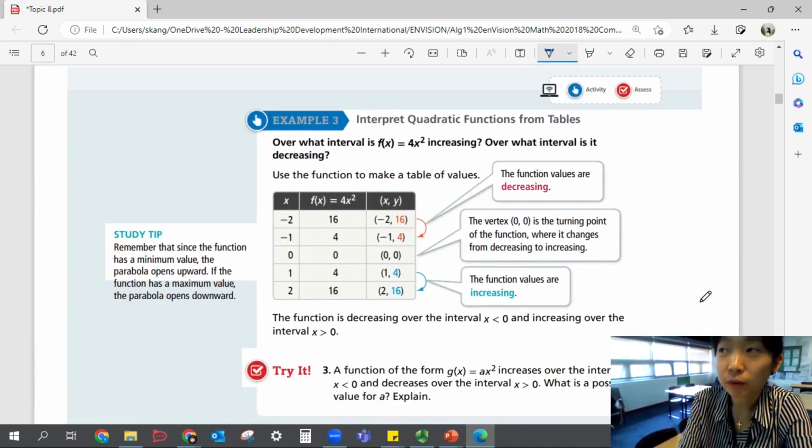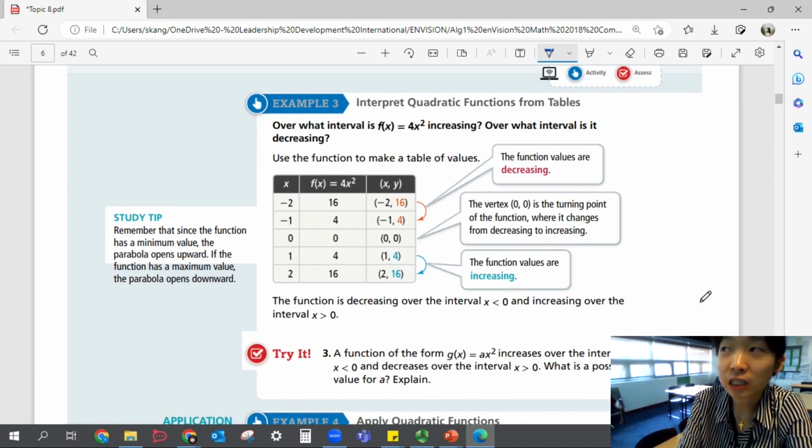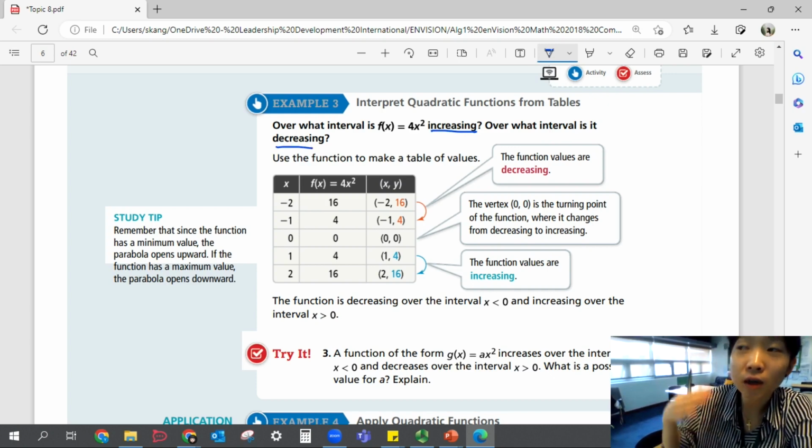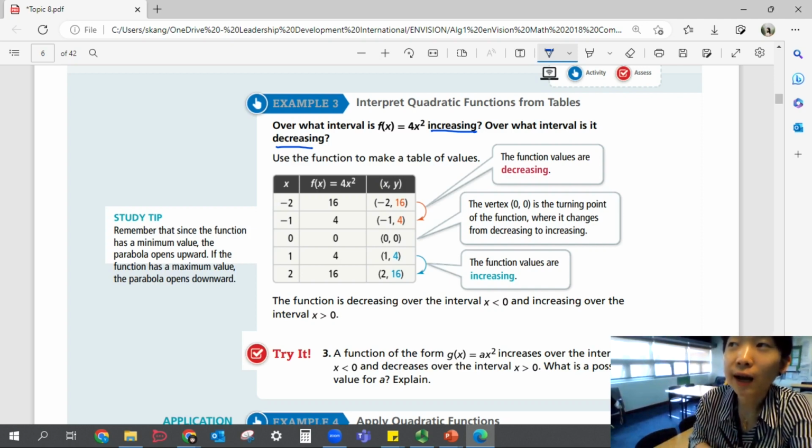Let's look at example 3. Interpret quadratic functions from tables. Over what interval is f of x equals 4x squared increasing? Over what interval is it decreasing? So do you remember the definition for increasing values and decreasing values? If it's increasing, it goes up. Decreasing, it goes down.